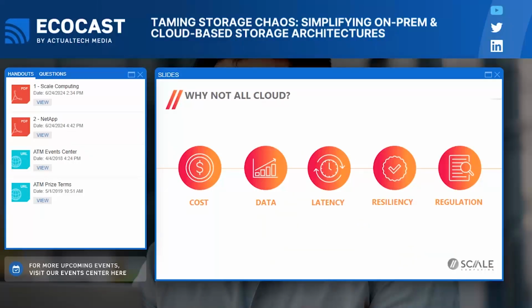So, taming the storage chaos. We know that cloud computing significantly accelerated our ability to support digital business, provided better availability and scalability without the burden of managing IT infrastructure. But as we know, not all applications or really data should be stored or run in the cloud. There are situations where it may not make sense.